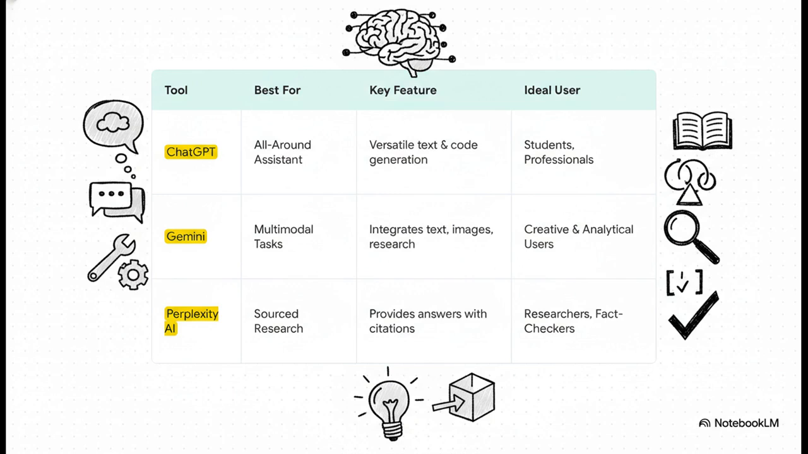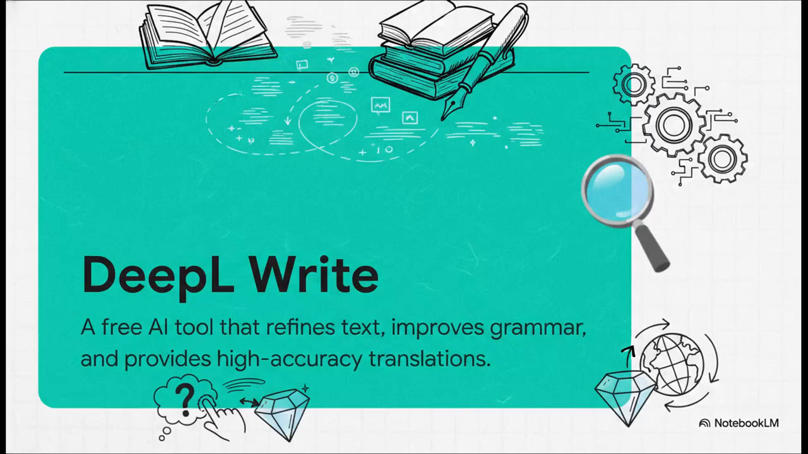But if your work involves mixing text with images or doing some deep research, Google's Gemini is a fantastic choice because it's built for that kind of multimodal stuff. And then there's Perplexity AI, which is an absolute standout for anyone who needs accuracy above all else. We're talking researchers, students, fact-checkers. Why? Because it gives you answers with direct citations, so you always know where your information is coming from. No more guessing.